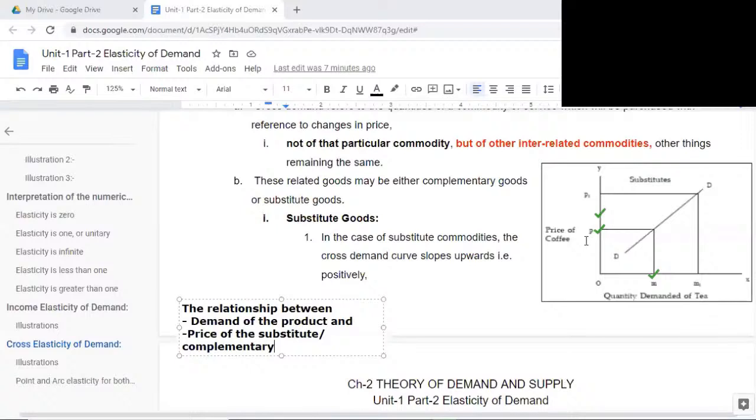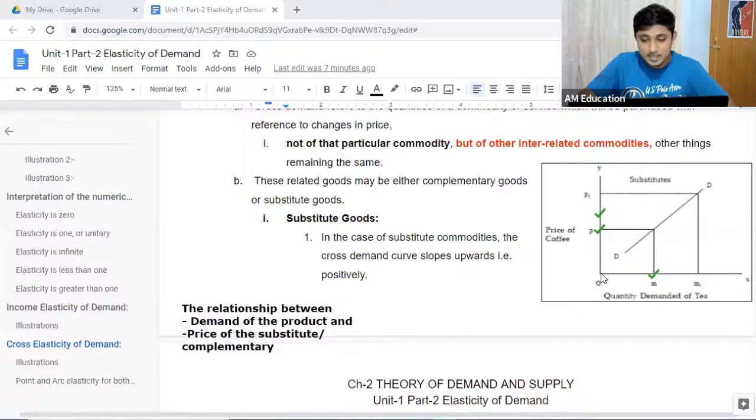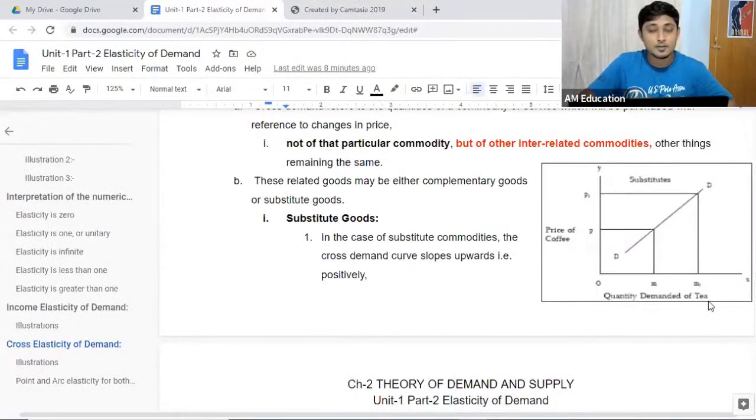The same way, he gave us the example of coffee and tea. If the price of coffee increases, the demand for tea also changes. Here we are talking about the price of coffee and the demand for tea. That is the relationship in cross demand: the demand of the product with the price of the substitute or complementary. Here, is coffee a complementary or substitute? Coffee is a substitute, right? What is complementary to tea?